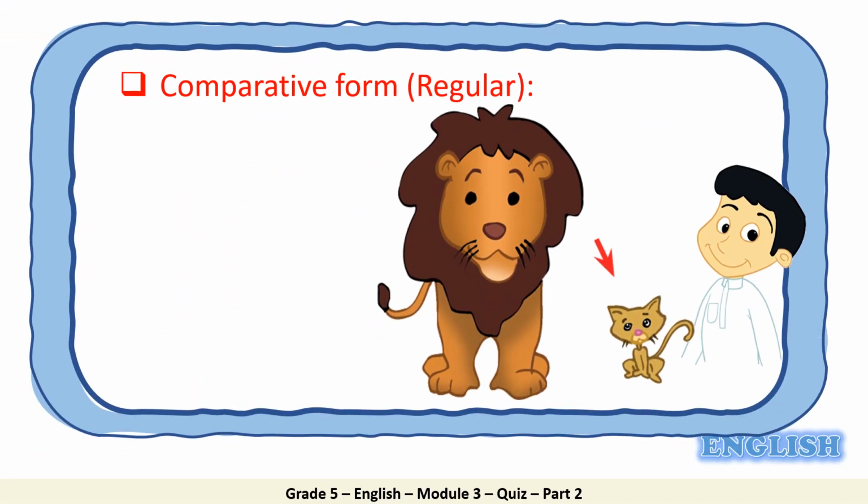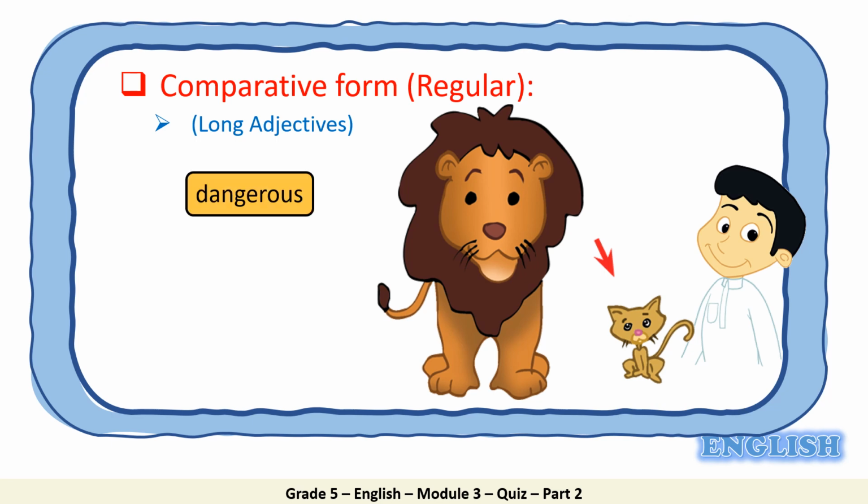Now, not all adjectives have the same length. Some adjectives are long, very long, like this adjective, dangerous. So we cannot add er at the end of this adjective or it will be too long and very difficult to say. So what should we do?